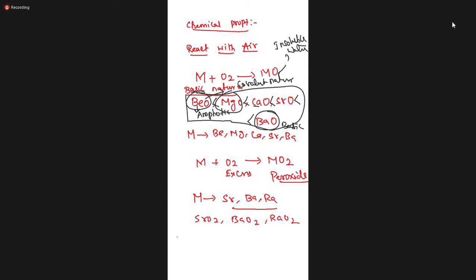Next, action with halogen. What type of halides will form? Alkaline earth metal reacts with halogen X2. MX2 type of halides will form.